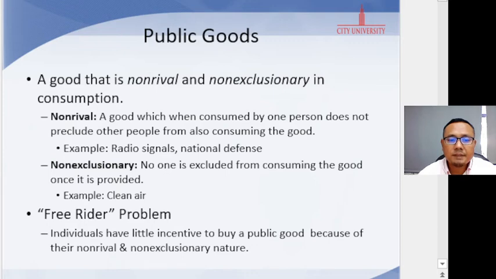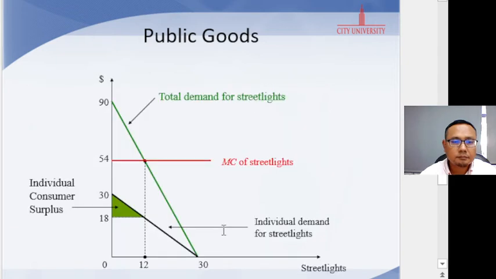Because street lights are non-exclusionary and non-rival in nature, everyone benefits once a street light is installed. For this reason, the total demand for a public good such as a street light is the vertical sum of individual inverse demand curves. It reveals the value of each additional street light to everyone in the neighborhood. So given person A, person B, and person C's individual demand, this is the example for a public good in the street light example.